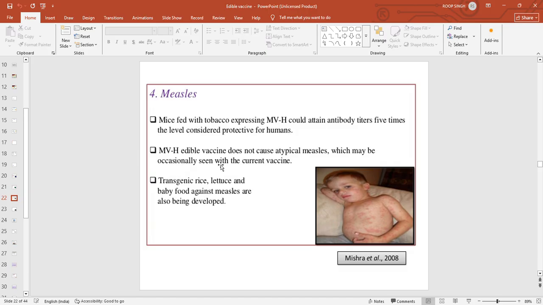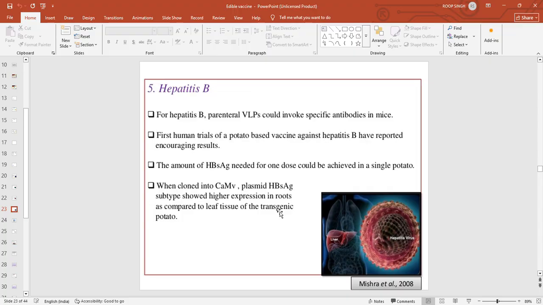MVH edible vaccine doesn't cause atypical measles, which may occasionally be seen with the current vaccine. So this is one advantage here. Transgenic rice, lettuce, and baby food against measles are also being developed. So a lot of activity is going on for developing edible vaccine.